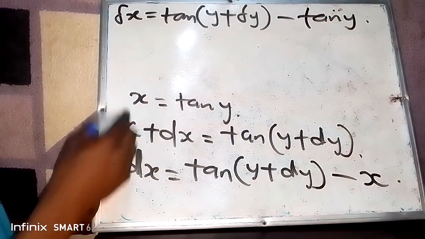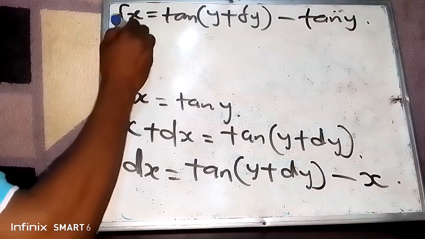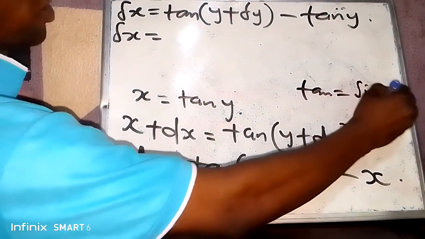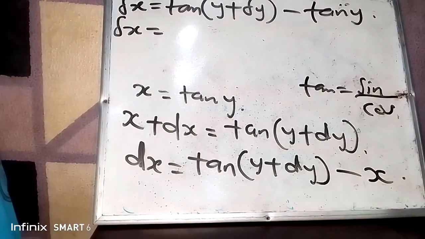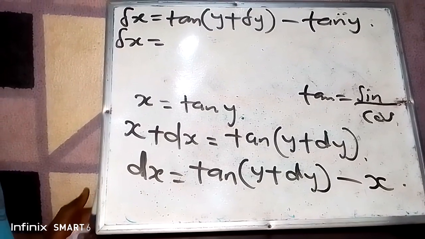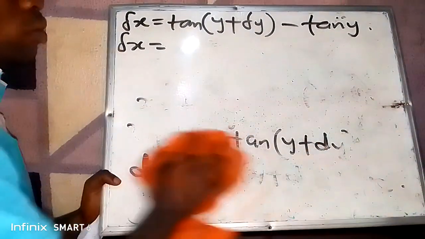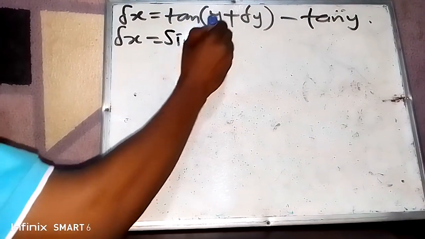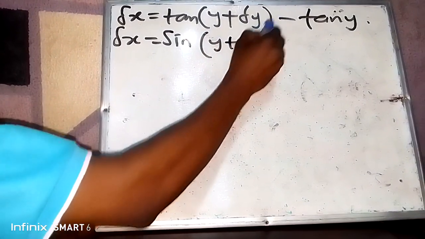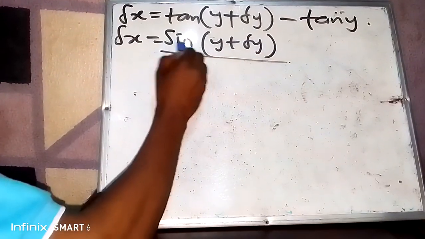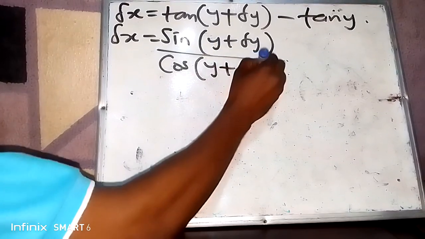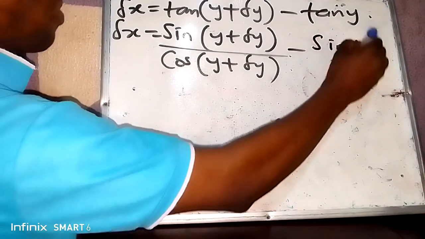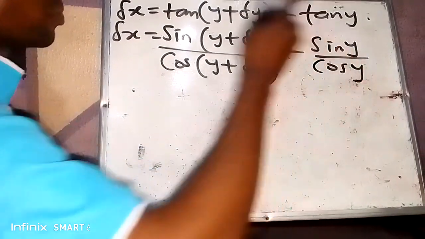Now, to continue, dx equals, what's our tan? Don't forget that tan equals sine all over cos. You see that in one of our previous videos we've made. Tan is sine all over cos. That means sine open bracket y plus dy all over cos open bracket y plus dy. This equals this minus tan, that is sine y all over cos y.